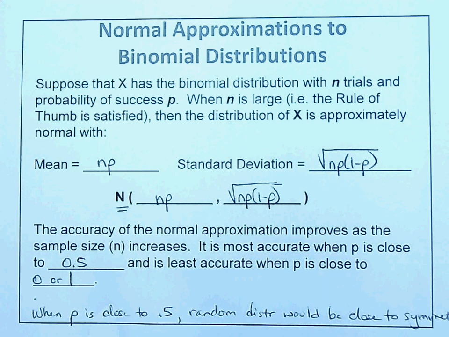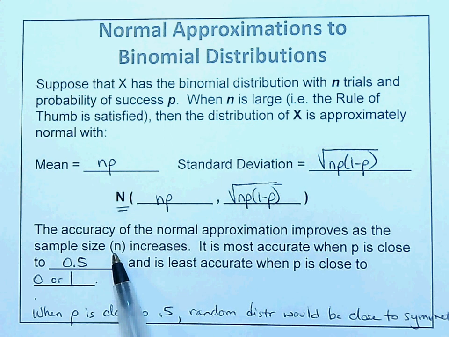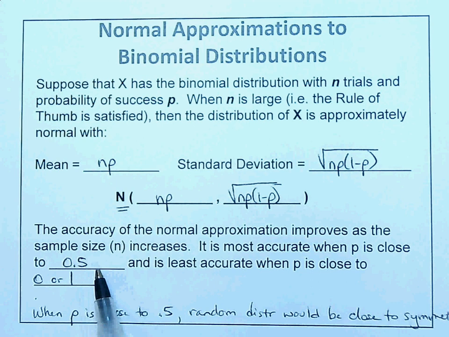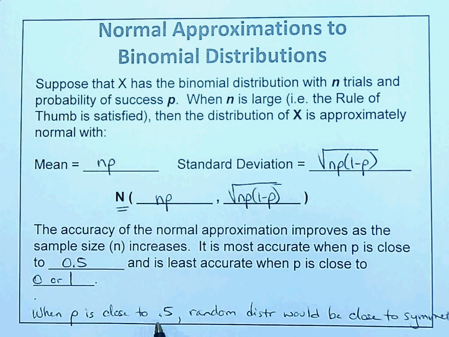minus p. The accuracy of the normal distribution improves as the sample size increases, and it's most accurate when p is close to 0.5. So p being close to 0.5 says my probability of success is close to 50%. That's going to be as close as I can get to being a nice symmetric type distribution. And so if I think about that 0.5 being that most of my random polls are going to end up being close to the 50%, then it's going to end up taking fewer samples in order to be able to get it to look normal. So symmetric, bell-shaped, single-humped.